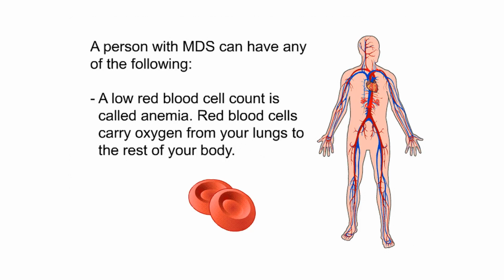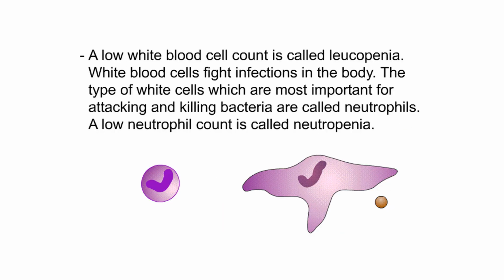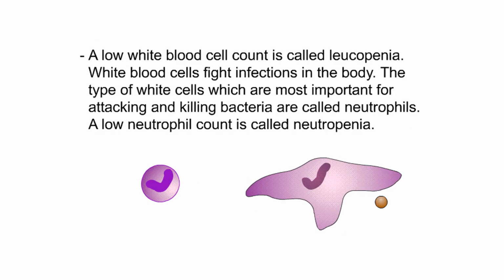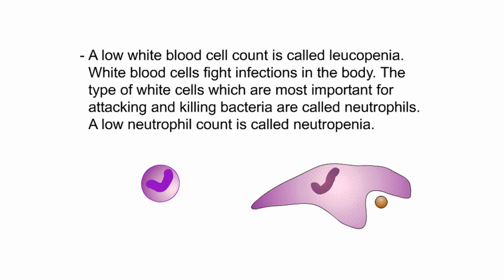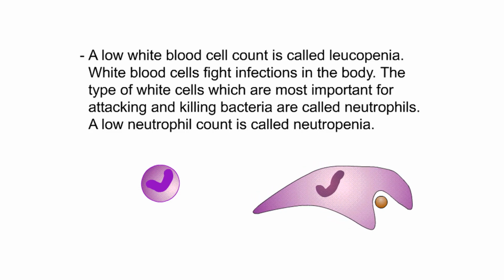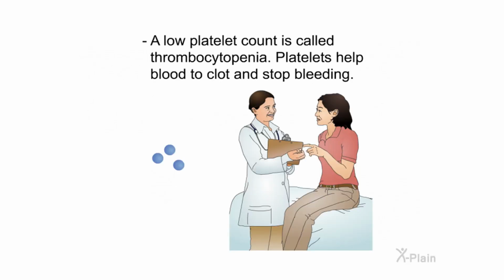A person with MDS can have any of the following. A low red blood cell count is called anemia. Red blood cells carry oxygen from your lungs to the rest of your body. A low white blood cell count is called leukopenia. White blood cells fight infections in the body. The type of white cells which are most important for attacking and killing bacteria are called neutrophils. A low neutrophil count is called neutropenia. A low platelet count is called thrombocytopenia. Platelets help blood to clot and stop bleeding.